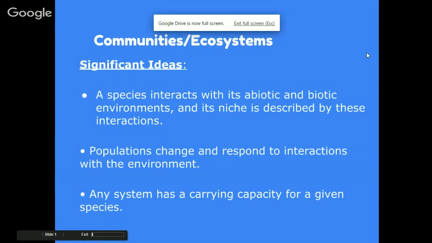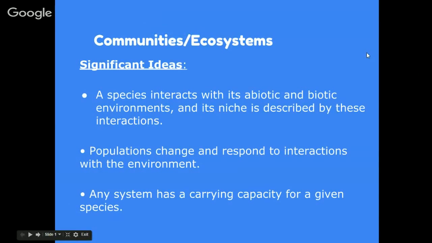Our significant ideas for this video. So the species interacts with its abiotic and biotic environments, and its niche is described by these interactions. Populations change and respond to interactions with the environment, and any system has a carrying capacity for a given species.